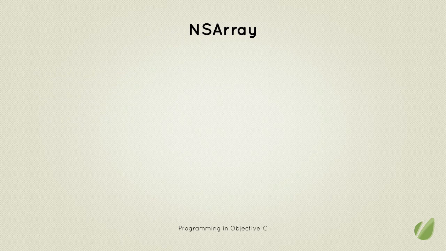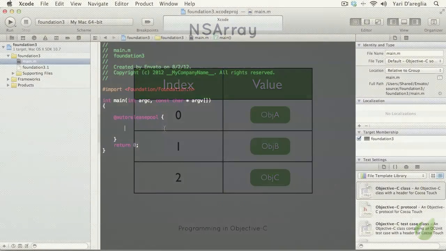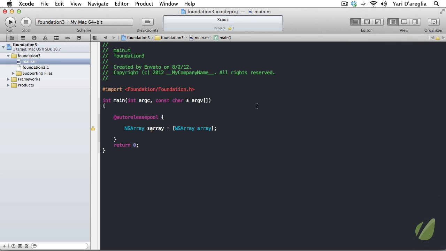Let's start with the NSArray. The NSArray is an ordered collection where any object is stored at a numeric index. We have many ways to instantiate an NSArray. Let's see some code. By calling the class method array, we instantiate an empty array, probably not really useful for this immutable version. So let's see how to create an array full of strings and numbers.